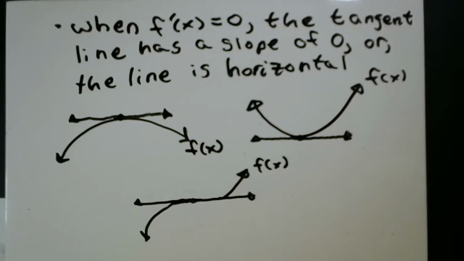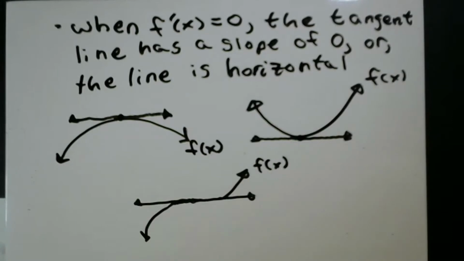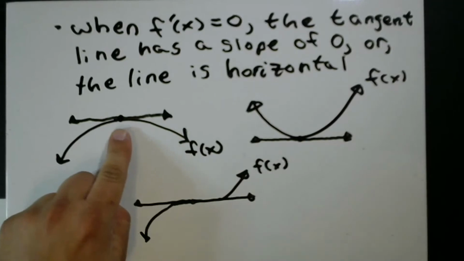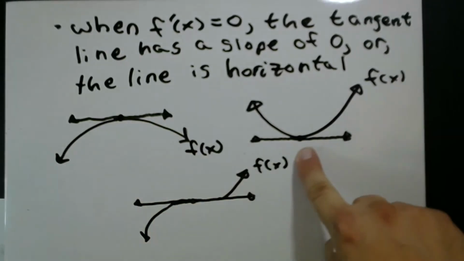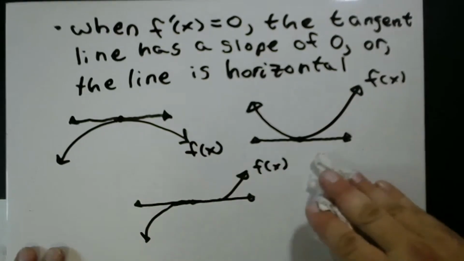Now, what we're interested in with these critical points is if we're dealing with situations like this and this. And this is what's called the first derivative test. We're looking for what's called a local max or a local peak, or a local minimum or the bottom of a local trough. So this is where the first derivative test comes in.